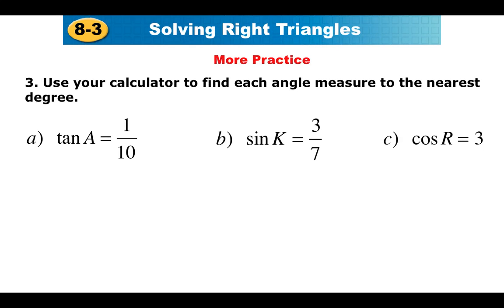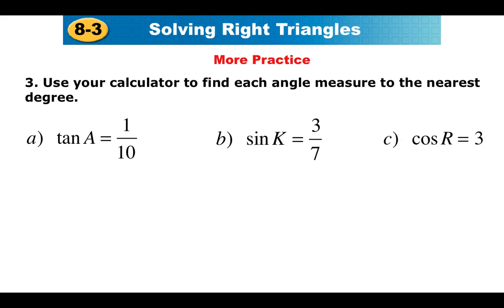More practice, but in this case, the way that you're going to find the missing information is the same way as number 1 and 2. You just need to get used to the notation, okay? The way that you set up the equation. If you look carefully at letter A, you have tangent of angle A equals 1/10. Your goal in this problem is basically to tell me what is the measurement of angle A. Since we're looking for an angle, I know that I'm going to have to use the inverse trig functions.